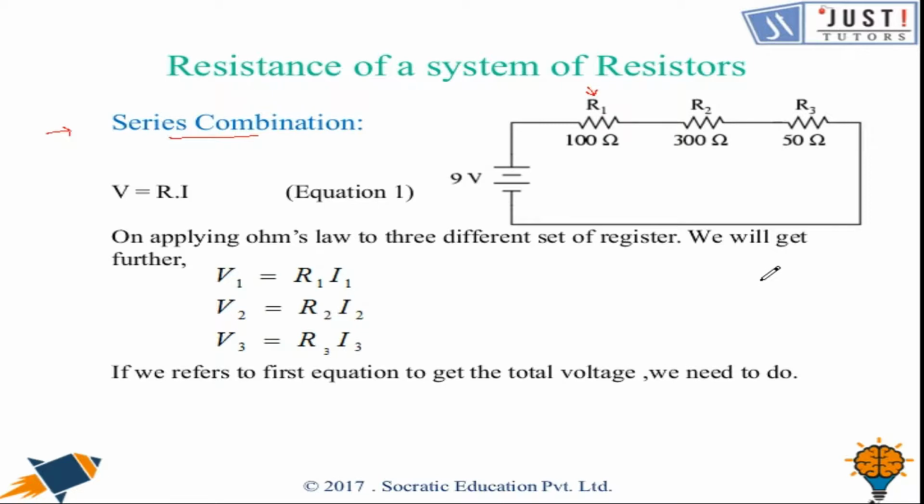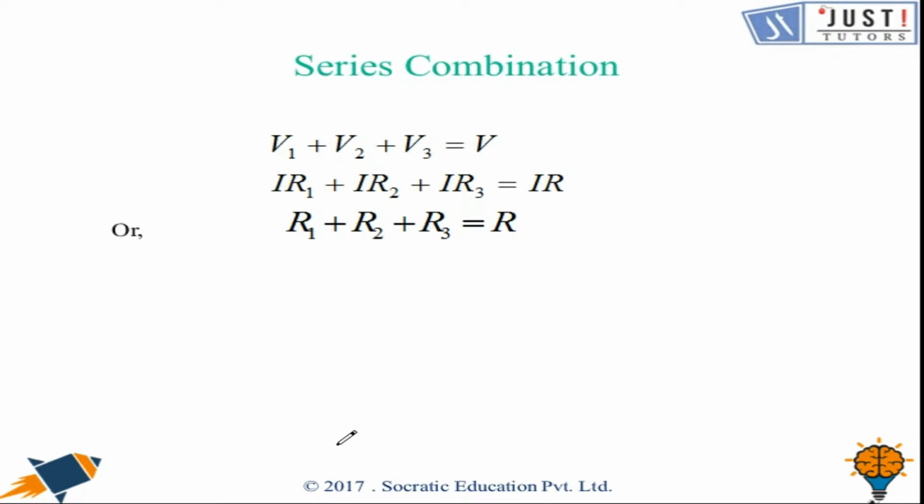if you observe the given circuit in the picture, we have three resistors, as I have just told you, R1, R2 and R3. To get the total resistance in the circuit, we will follow Ohm's law, which states that V is equal to RI. This is our equation 1. On applying this Ohm's law to three different resistors, we get V1 is equal to R1 I1, V2 is R2 I2 and similarly V3 is equal to R3 I3. If we refer to the first equation, to get the total voltage we add them up. V1 plus V2 plus V3 is equal to V. So IR1 plus IR2 plus IR3 is equal to IR.